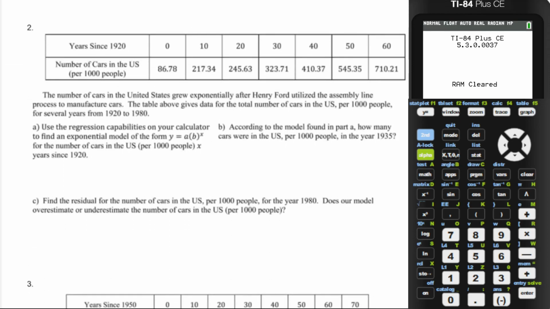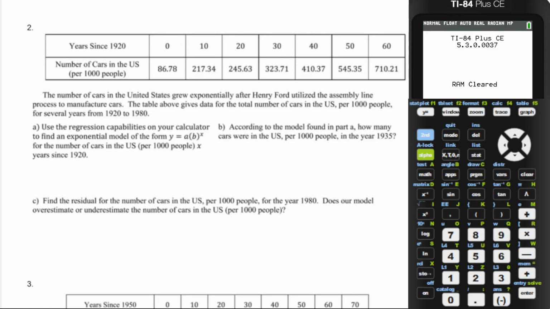Okay, now number 2. Here we've got a table. The number of cars in the United States grew exponentially after Mr. Ford utilized the assembly line process to manufacture cars. That's definitely true. The table above gives data for the total number of cars in the U.S. per 1,000 people for several years between 1920 and 1980. So we're going to do an exponential model, and then we're going to predict for the year 1935, and then lastly find the residual for the number of cars based on what we predict. Oh no, for the year 1980. But we have the actual number.